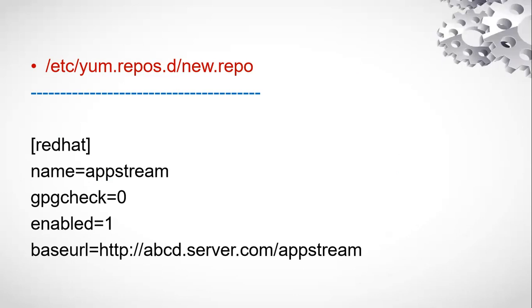That means this repo file will be in active mode all the time. And lastly, you give baseurl equals whatever link they provide in the exam; you just have to copy and paste it. So this is one repo file. This way you have to create 2 repo files.